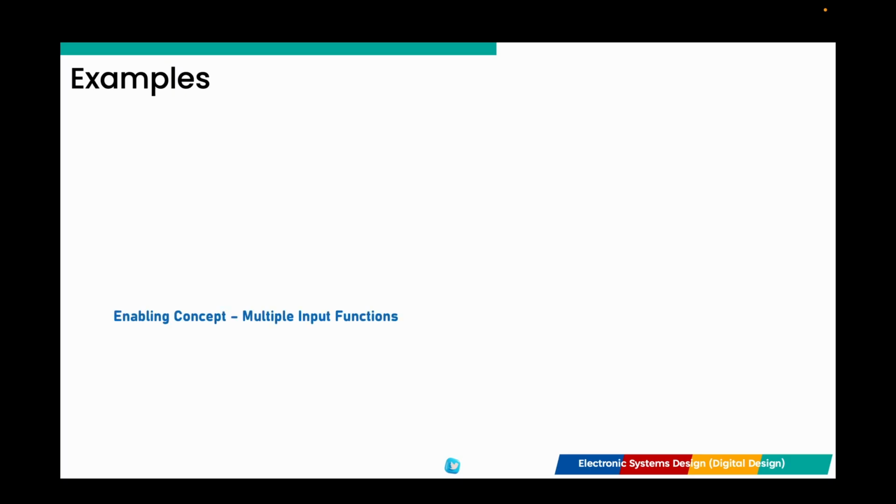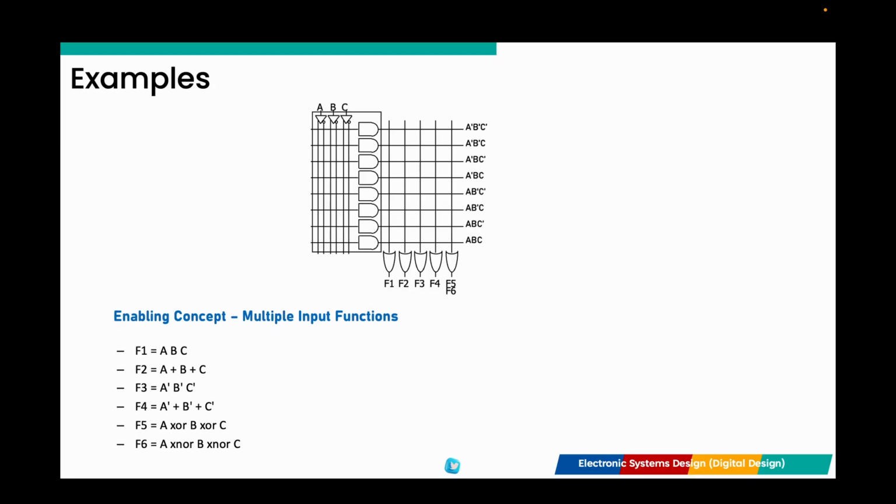Say for example, we are given the following functions: F1 equals A.B.C, F2 equals A or B or C, F3 equals A bar . B bar . C bar, F4 equals A bar or B bar or C bar, F5 equals A exclusive or B exclusive or C, and F6 equals A exclusive nor B exclusive nor C. And we are asked to implement them using a PLA with 8 AND gates and 5 OR gates.